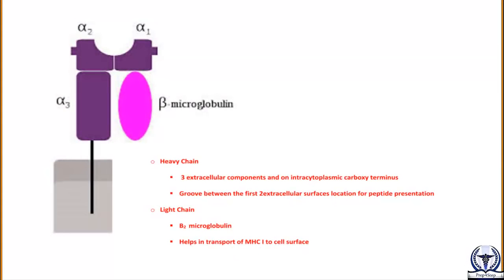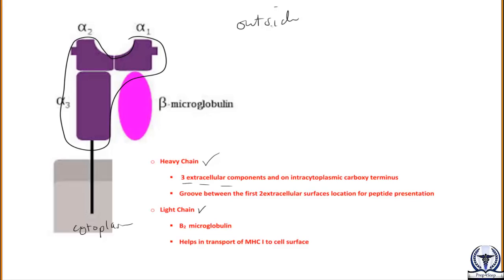Okay, so now let's talk about the structure of MHC class 1. There are two different parts to it. There is a heavy chain and there is a light chain. The heavy chain, as you can see right here, this will be our heavy chain, has 3 extracellular components, and this is the outside of the cell, and this is the cytoplasm right here.